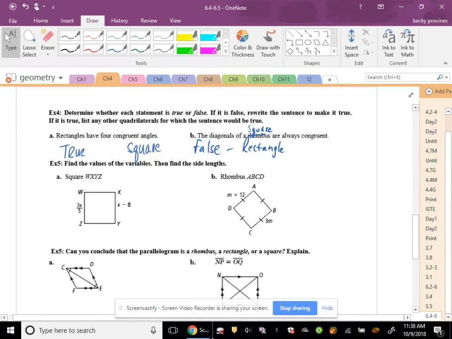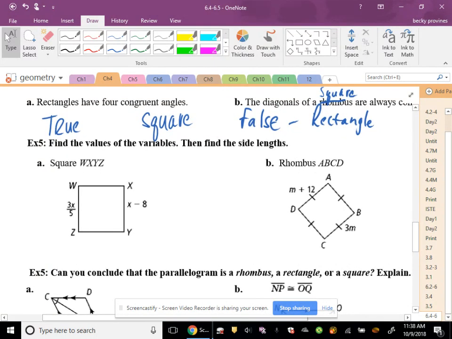For example 5, find the values of the variables, then find each side length. Okay, so if this is a square, even though it really doesn't look like a square, we know all of the sides are equal. So to solve, we're just going to set them equal to each other. So to solve this, I'm going to subtract x, and you can use the calculator. 3/5 x minus 1x is a negative 2/5 x.